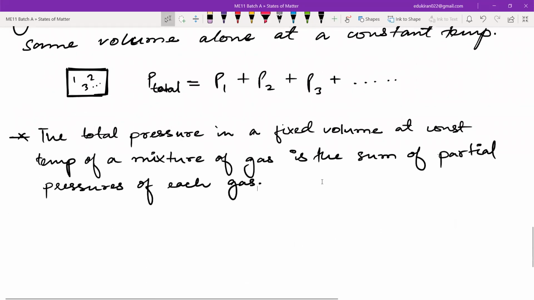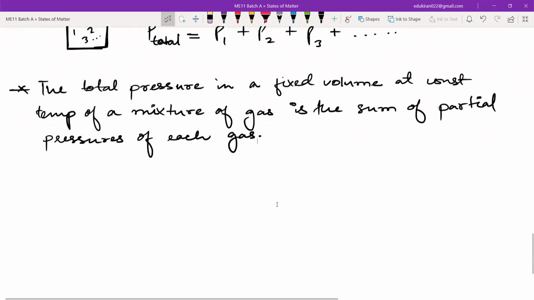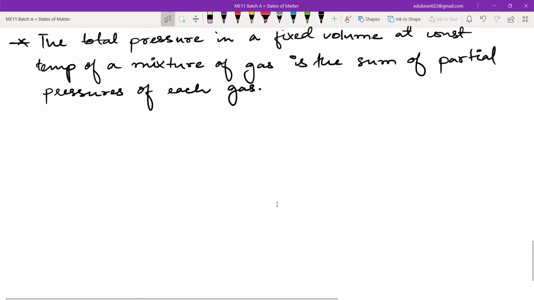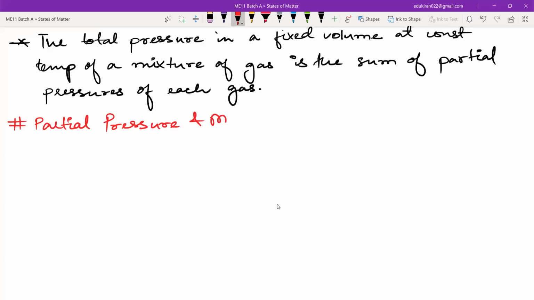So we have written one statement that P total is equal to P1 plus P2 plus P3. Now we will write a relationship between the partial pressure in terms of mole fraction. Okay, partial pressures and mole fraction.